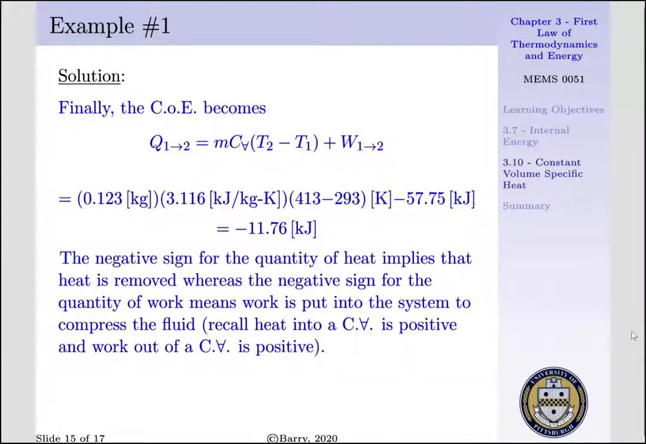Now, it is noted we used a constant volume specific heat of 3.116 kilojoule per kgK. Our constant volume specific heat for various substances can be found on table A5 on page 760, where we have Cv naught. We will talk about what the naught means when we talk about our specific heats for ideal gases later. However, we recognize that this matches our specific heat value used within this problem.